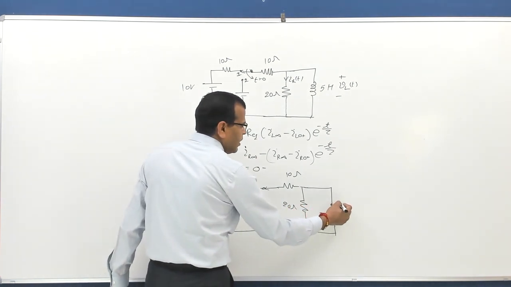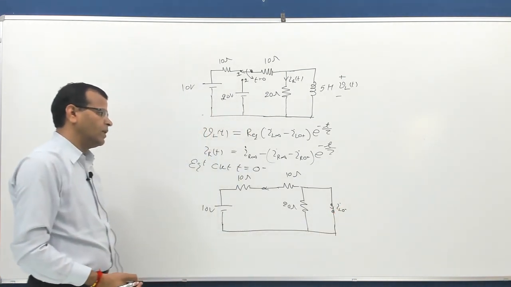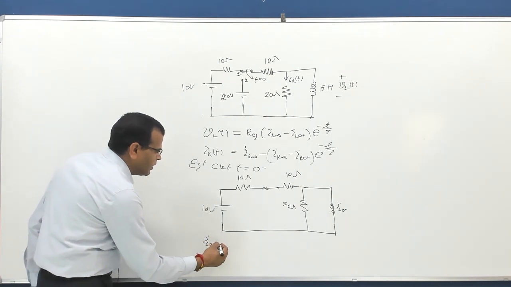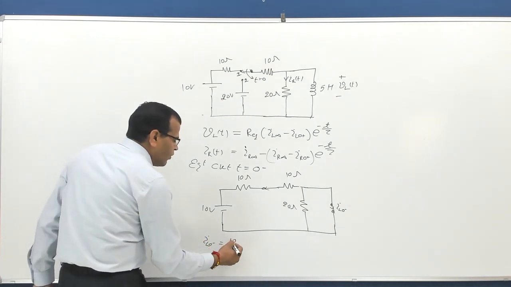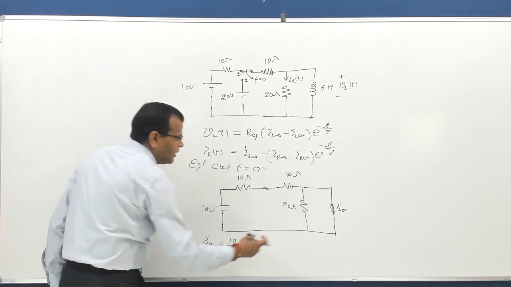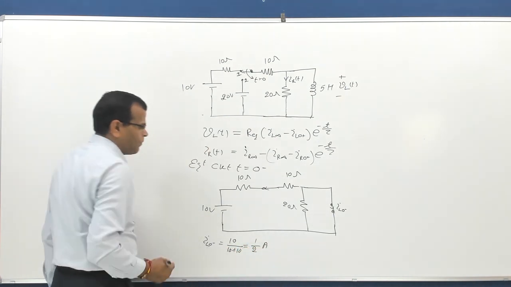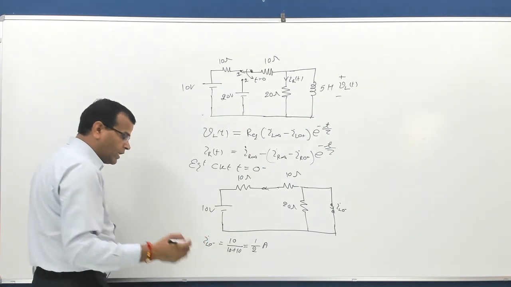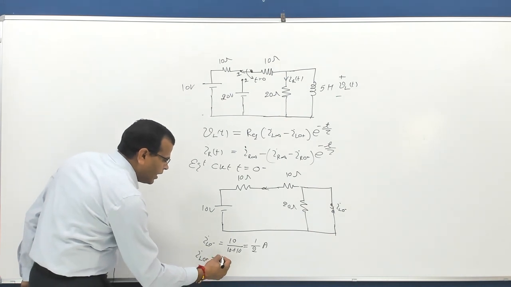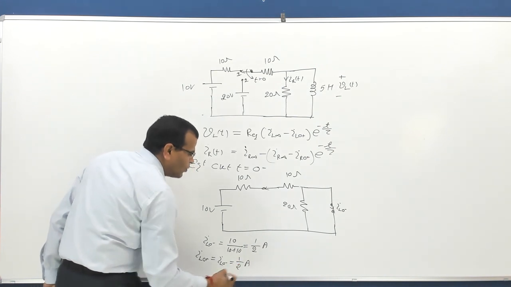So current through the inductor at t equal to 0 minus is IL 0 minus, and it is very clear from this circuit. I can find IL 0 minus is equal to 10 volt by the series combination of these two. Why? Because this resistance is bypassed. So 10 plus 10, so that is 1 by 2 ampere. Now we have already discussed current through the inductor cannot change instantaneously, therefore IL 0 plus is equal to IL 0 minus, and that is 1 by 2 ampere.